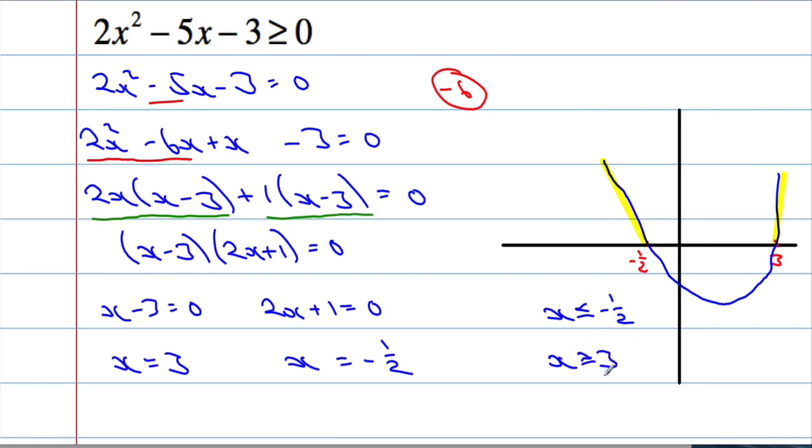Unfortunately, we can't actually split this, or we can't write this as one inequality. We'll just have to leave it at that. And they are our solutions. So for values of x that are less than or equal to negative 1/2, and x greater than or equal to 3.